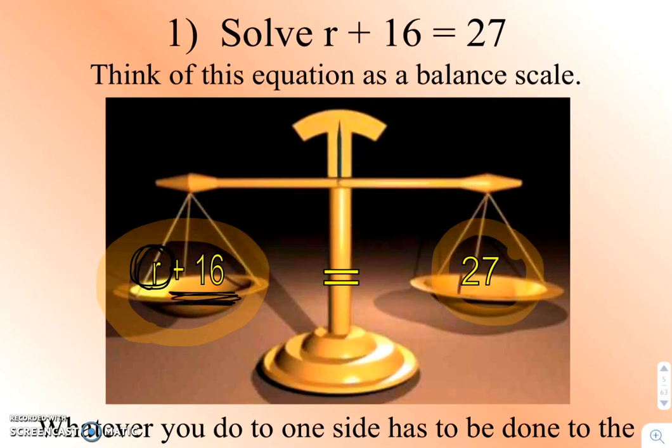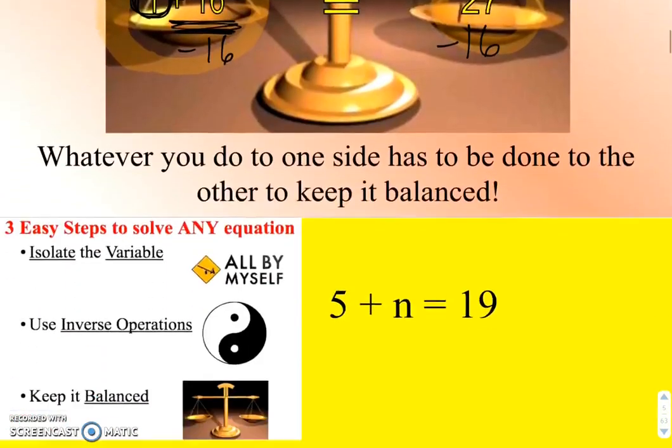What's the opposite, the inverse operation of adding 16? It would be subtracting 16. So therefore, I would have to subtract 16 to get rid of the 16 and keep the r isolated. But remember, the last step is to keep it balanced. So I would have to do the same thing to the other side and subtract 16 away from 27. You're going to see how to show this in a moment.